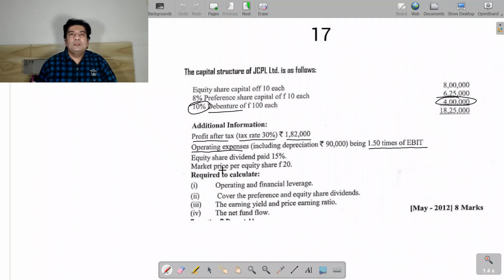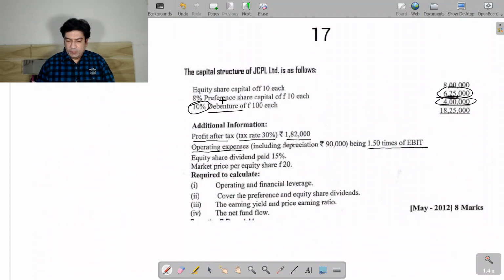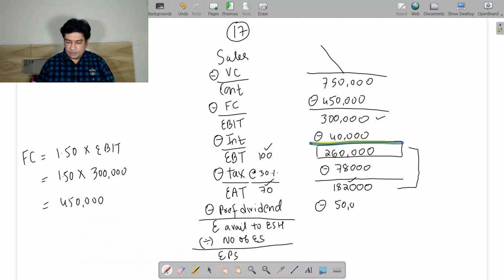The other information we don't know, so this information is not required. So I am able to solve this much. Now the preference dividend. So 6,25,000 of preference share capital, on that I have to pay 8% preference dividend. 6,25,000 into 8%, so 50,000 is the preference dividend. So 1,82,000 minus 50,000, so 1,32,000 is the earnings which are available to equity shareholders.